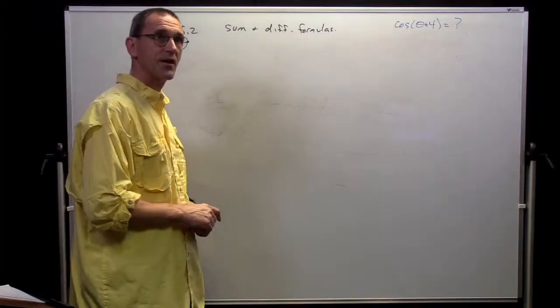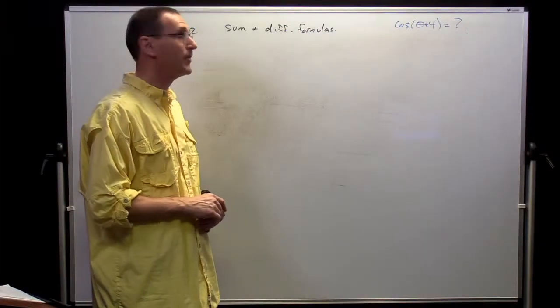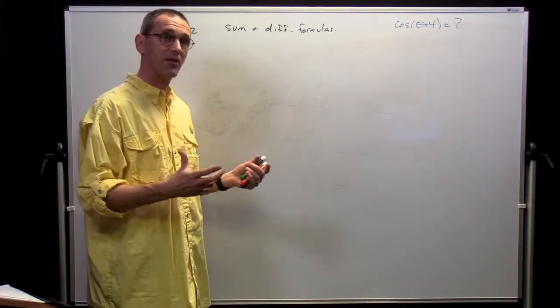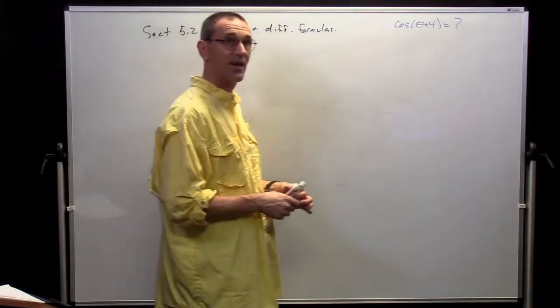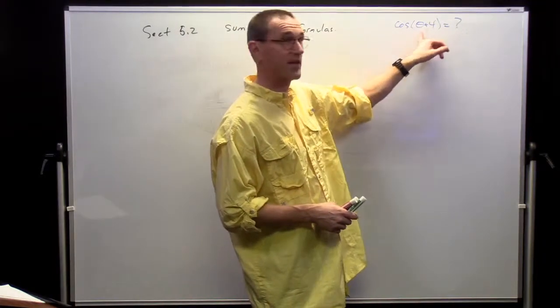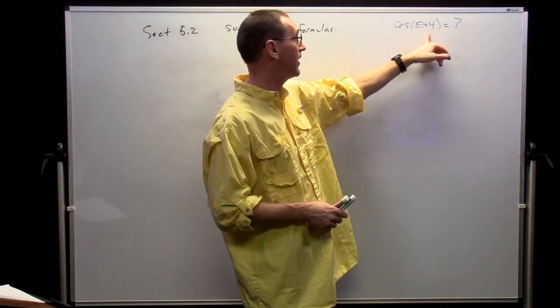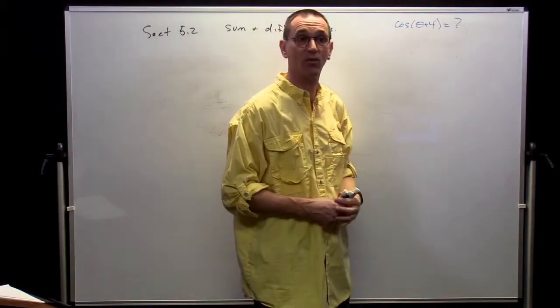All right, we're going to be looking at section 5.2. We're going to be looking at the sum and differences of angles and ask what's the sine or cosine of those results. So the idea is if I have two angles, I add them together, how can I figure out what the cosine is of the new angle in terms of the cosine and sine of the old angles?